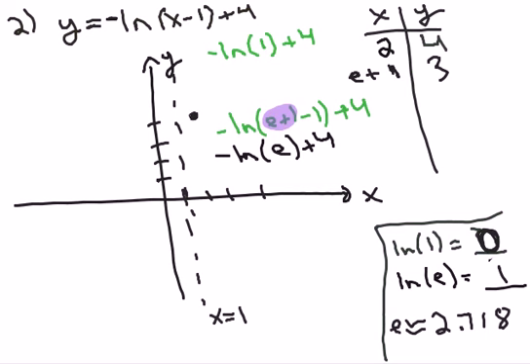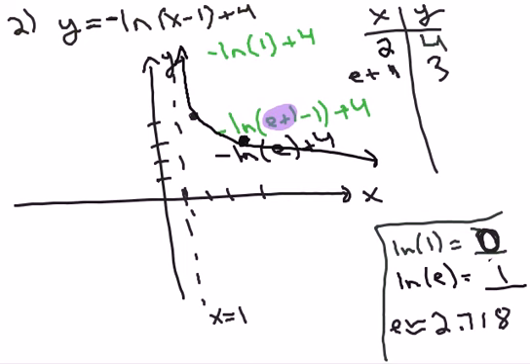1, 2, 3. So somewhere right there. And what you'll notice is if you keep graphing this, it's going to decrease like this. The reason for that is because of this negative. Originally it would go like this. Now I reflect it over the x-axis, so it goes down like this. So my graph actually looks like this, again approaching this vertical asymptote here.